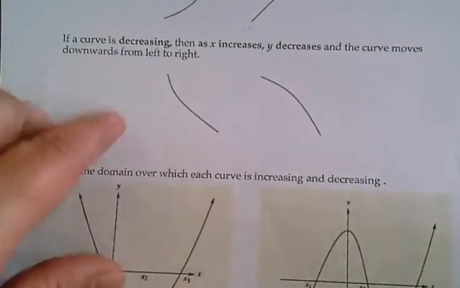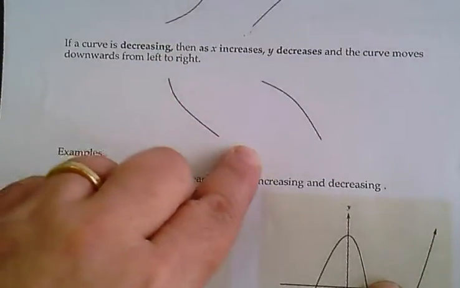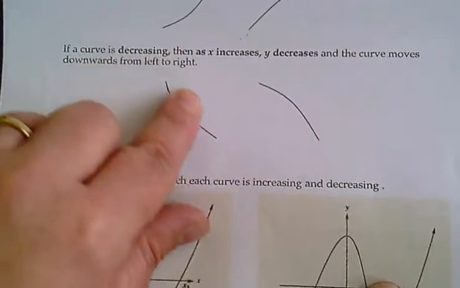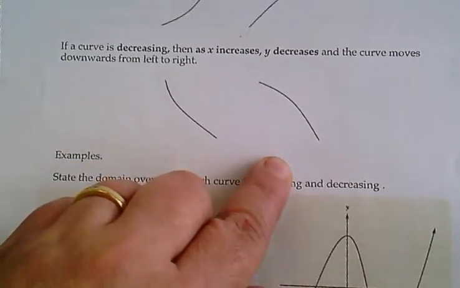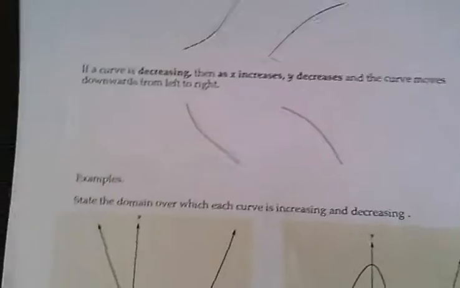This is a decreasing curve. As you go from left to right, it goes down. This is decreasing but slowing down in its decrease. This is decreasing sharply and faster. So this is an increasing curve, this is a decreasing curve.